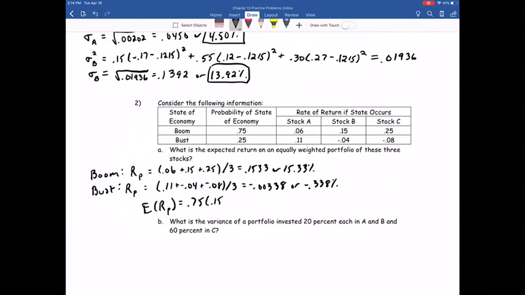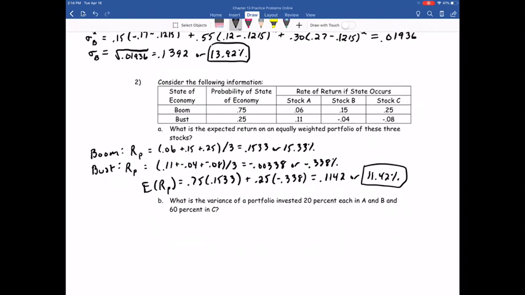In this economy, the portfolio would generate a 15.33% return from part A, or our first steps in question A, plus the probability of a bust economy, which would be 25%, and its return of negative 0.338. We sum these products together, and we get an expected return of the portfolio of 0.1142, or 11.42%. So what we do is we calculate the expected return of the portfolio within each state, and then we multiply these by the probability of those economic conditions to get the expected return of the portfolio as a whole.